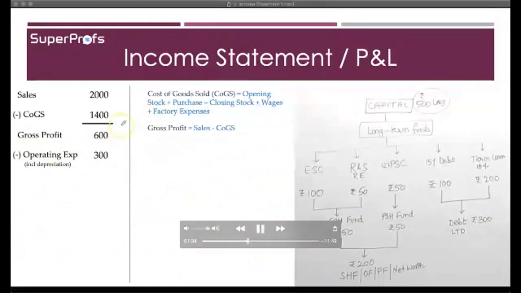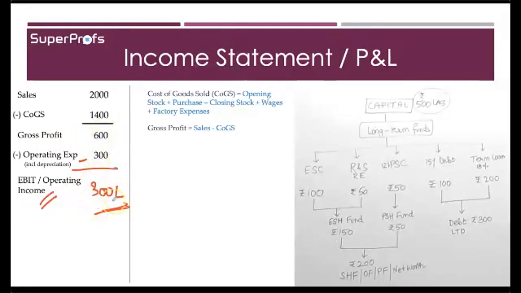So you have gross profit of 600 lakh rupees. You have operating expenses of 300 lakh. Once you subtract the operating expenses from the gross profit, what you get is the operating income. 600 minus 300 gives you 300 lakh, and this is your operating income. Why operating income? Because from this income you can run the business, and it is the earning before interest and tax.